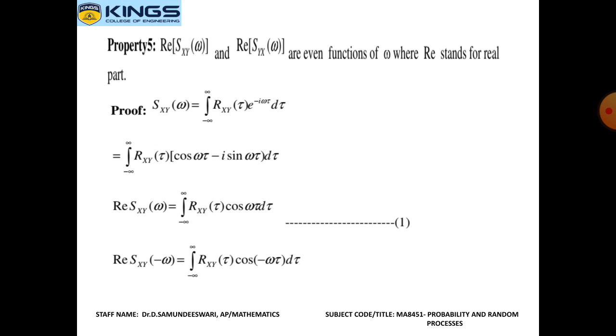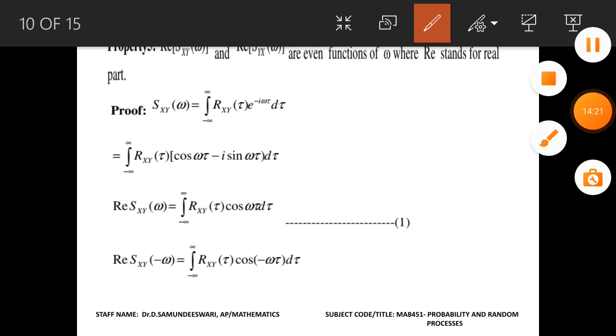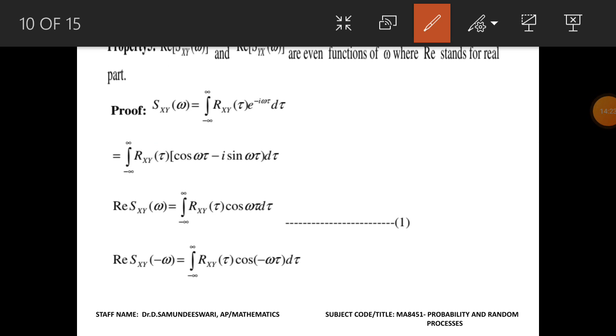Next property: real of Sxy of omega and real of Syx of omega are even functions of omega, where Re stands for the real part. In the previous property we proved that the imaginary part is an odd function. Here the real part stands for an even function, and we are going to prove that.